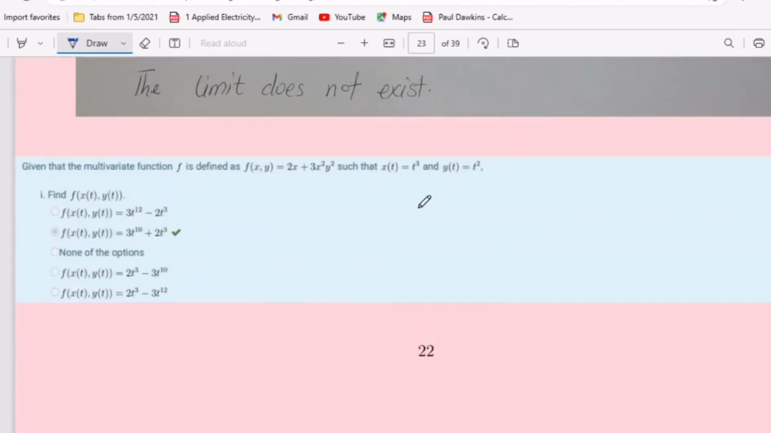Look at what they gave you. It's very simple. They gave you the rules. Wherever you see, just put the values inside and you're good to go. And they asked us to find in terms of what?